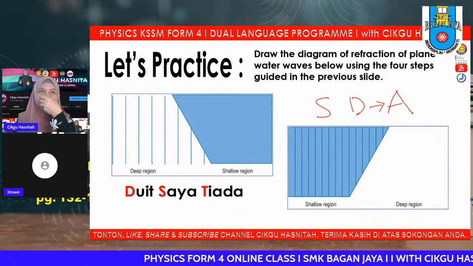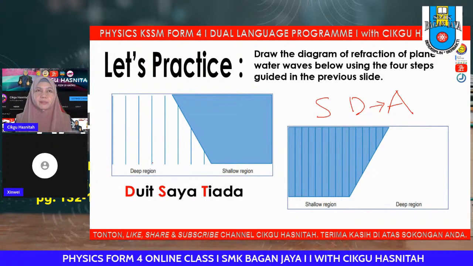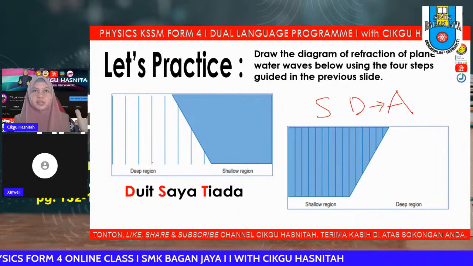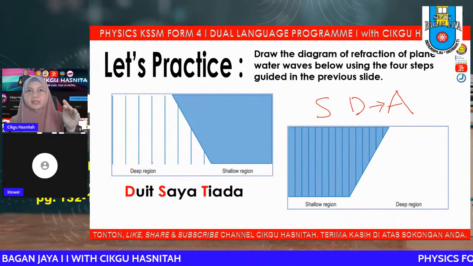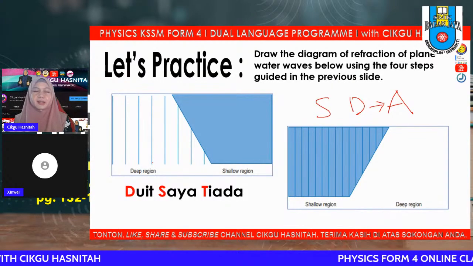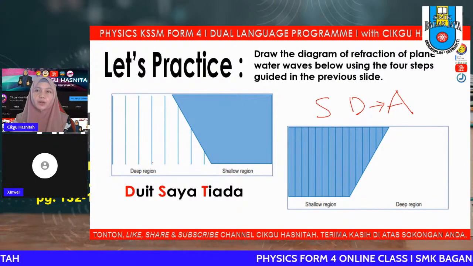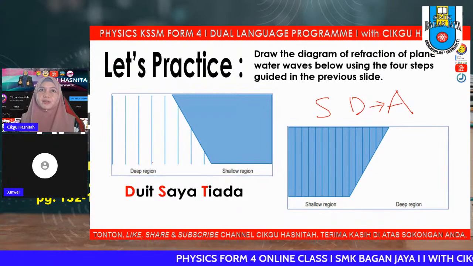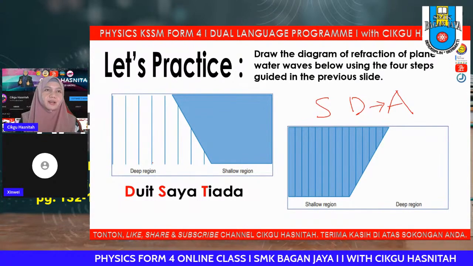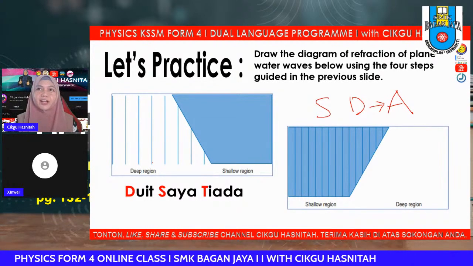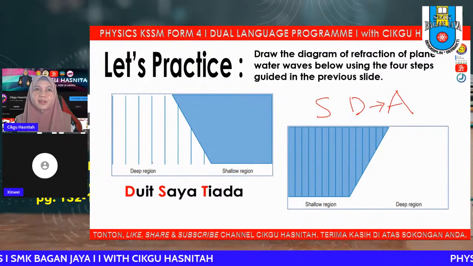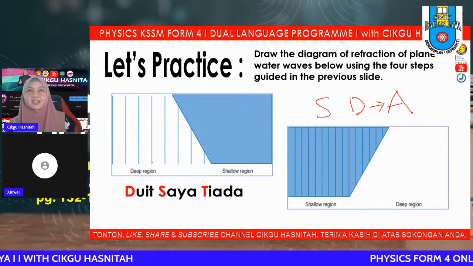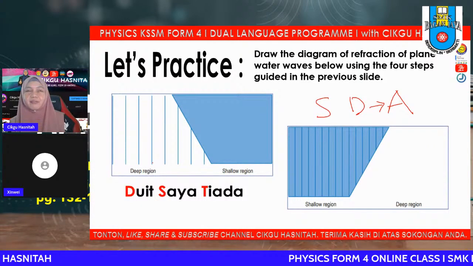When the water travels in the deep region, it travels with a higher energy and higher amplitude, and the amplitude and energy decrease as it approaches the beach or the shore. So this will change the speed and change the wavelength. Okay, you tengok kan, ombak besar, energy dia sangat tinggi. Or you tengok air yang sangat tenang, energy dia very low.